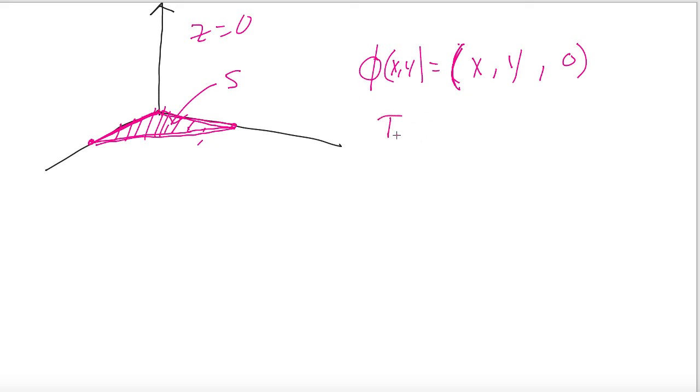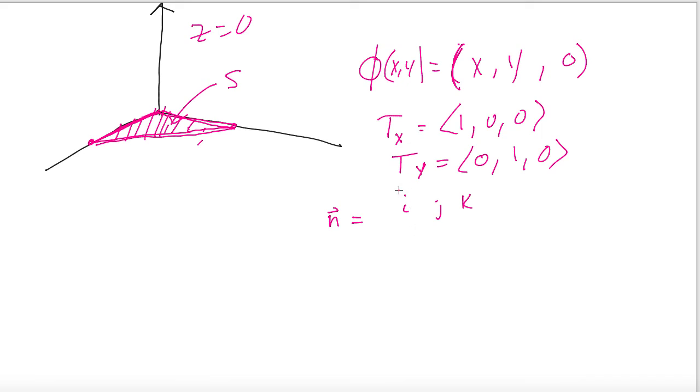So our tangent vector in the x direction is going to be 1, 0, 0. Our tangent vector in the y direction is 0, 1, 0. Again, just taking the partial derivative with respect to x or y. And then I'm going to cross those together. You should already know what this is too. This is probably one of the first things that we cross-producted.